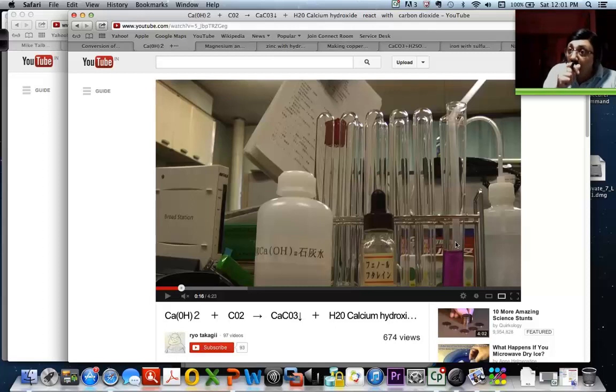Now you keep on blowing carbon dioxide through the solution. After a while, when you put phenolphthalein, you'll find that it will not turn pink. Why? Because everything has converted to calcium carbonate, and that is not basic in nature. Right? And so it will not turn the phenolphthalein pink.